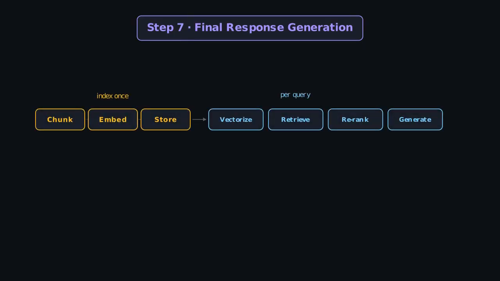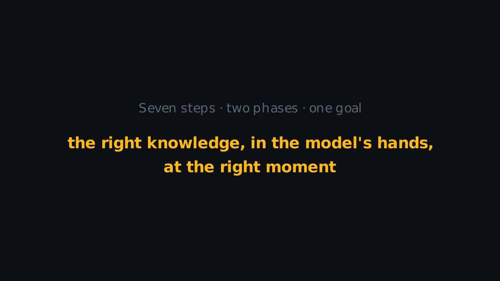Chunk, embed, and store your knowledge once. Then for every question, vectorize, retrieve, re-rank, and generate. 7 steps, 2 phases, 1 goal. Putting the right knowledge into the model's hands at the right moment.